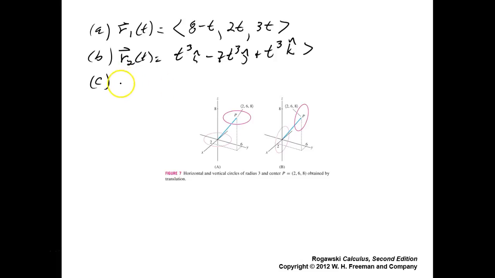R3 of t is equal to 8 minus 4t cubed, comma, 2 plus 5t squared, comma, 9t cubed. Okay. Now, which one of those does not parameterize a line? How about A? Yes, it is definitely, because everything's power of 1. Okay? All your t's are in the first order. That's going to be a line.